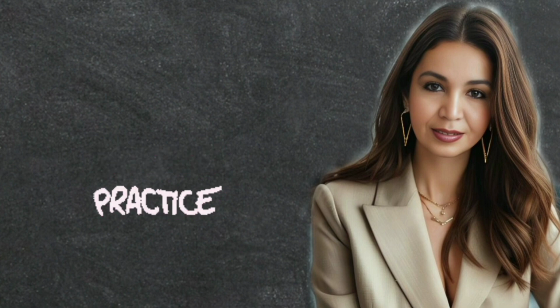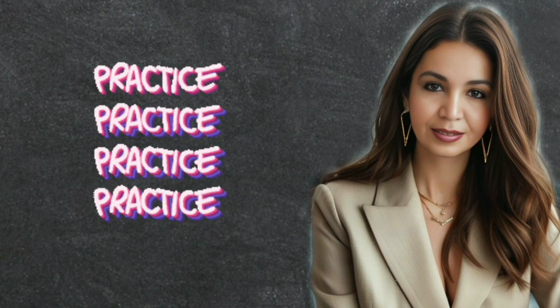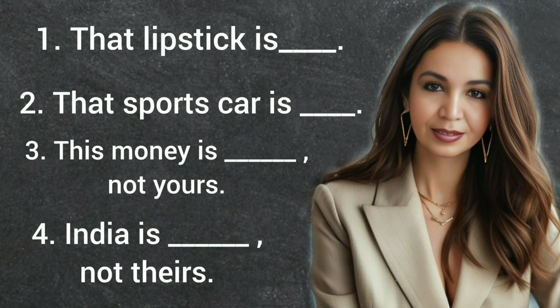So let us have more examples to make it perfect. We have to put some possessive pronoun here. First one, the lipstick is, of course, lipstick belongs to a girl or a woman and it's singular. So we are going to use the possessive pronoun hers. The lipstick is hers. The second one, that sport car is, usually a man will drive a sport car. So we can say the sport car is his.